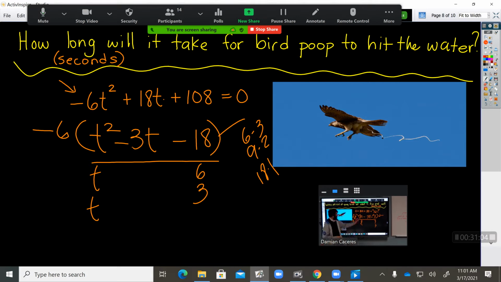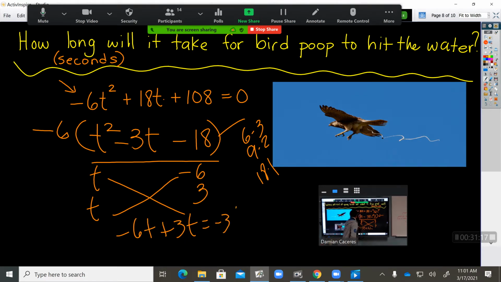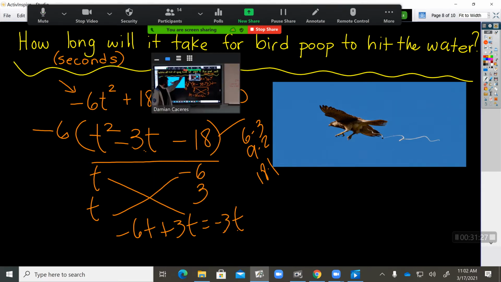So let me remind you about the trick, Catherine. If the middle number is negative, that means the bigger number was negative. So instead of looking at the front, look at the middle. Now, if I cross multiply, it gives me negative 6t plus 3t, which equals negative 3t. Is that the correct middle number? Yes, it is. So now my two factors are t minus 6 and t plus 3. Now, if I use a zero product property on t minus 6, what is my solution going to be?